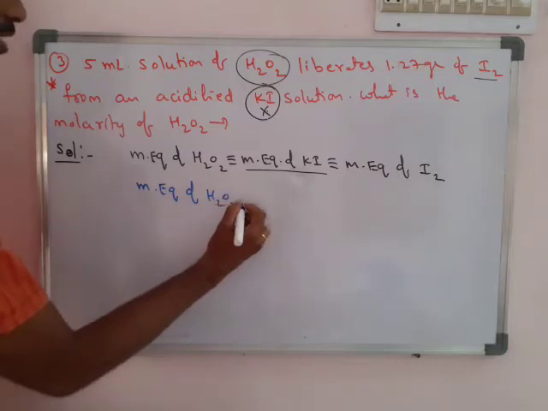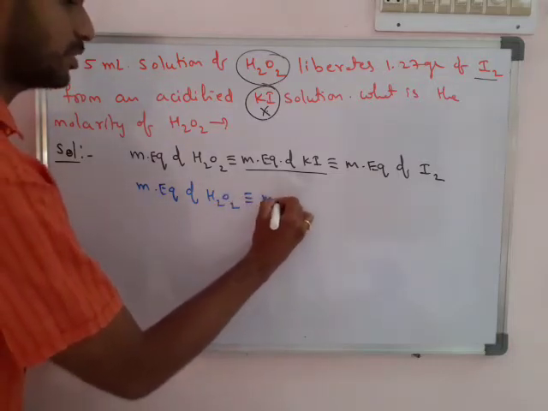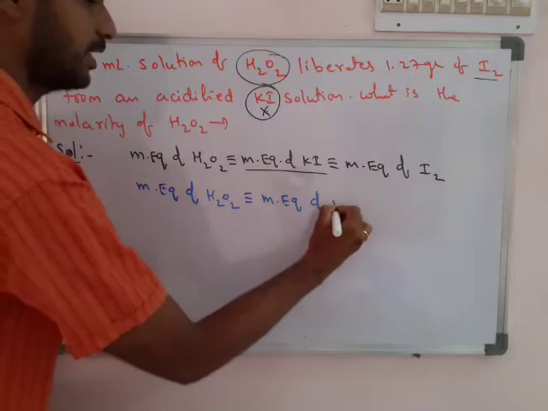Milli equivalence of hydrogen peroxide is exactly equal to milli equivalence of I2.